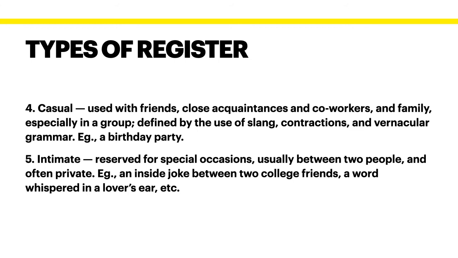Now, interestingly enough, the casual language can be used, many times it is used, in a group. So you can have a casual conversation with an individual but also as part of a group of friends, acquaintances, colleagues, or family members. Casual register is defined by the use of slang. So you might use a lot of slang words, contractions. Like when we mentioned formal and informal language, we talked about the use of contractions. So casual language is basically informal language, so you can use contractions. And then you can also use vernacular grammar.